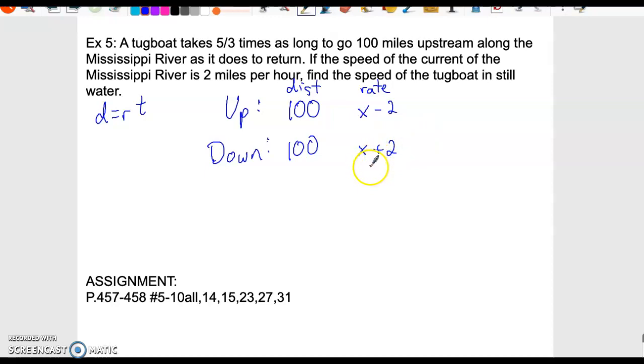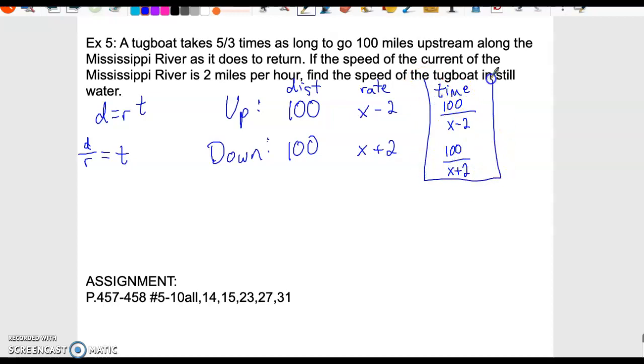And then the time that it takes, well, we have to think about it for a second. Time is equal to distance divided by the rate. So if we were to examine this, upstream is 100 miles divided by x minus 2. And then downstream would be 100 miles divided by x plus 2. So this is what we really want to examine, these two pieces.